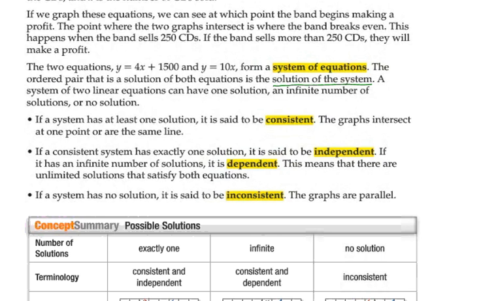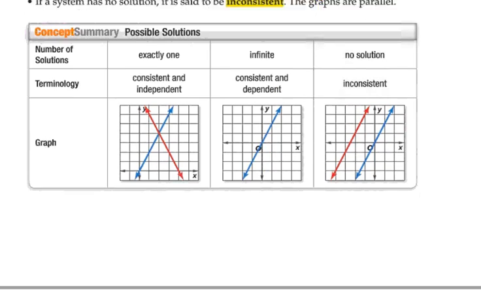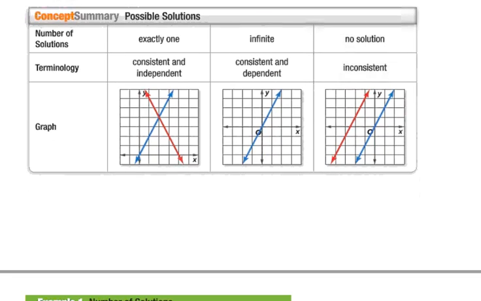And I'm not going to read through those definitions because they do a good job of showing them here in this nice little graphic organizer. The number of solutions of exactly 1, which is what most of the time we're going to see, is consistent because we do have a solution, but it's also independent because those lines are independent of themselves. One is going one way, one is going the other. This one, if you notice, there's only one graph there.